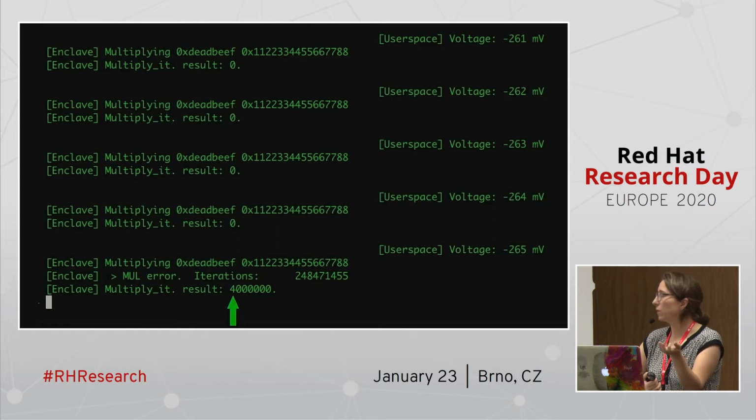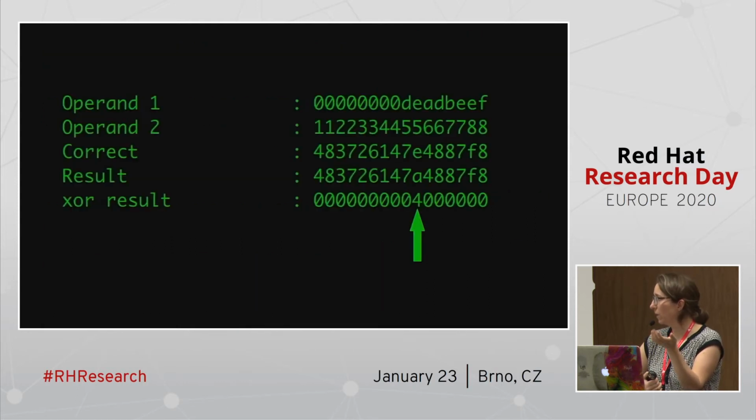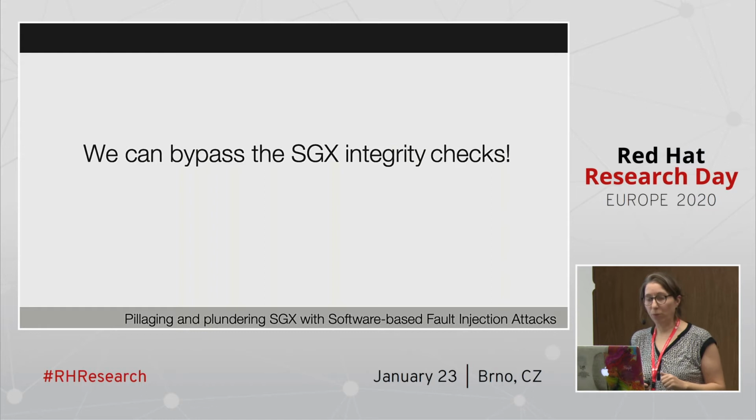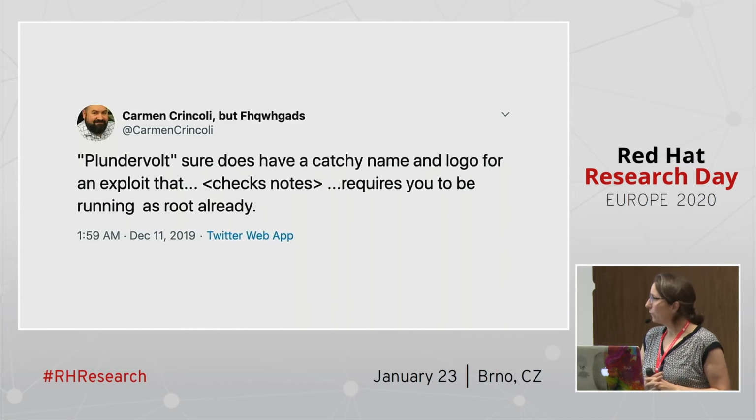And that's really interesting, because it means whatever tests I do in user space will have an effect on SGX. We can bypass the SGX integrity checks. And for those of you who know Rowhammer, it can't. So let's go back.